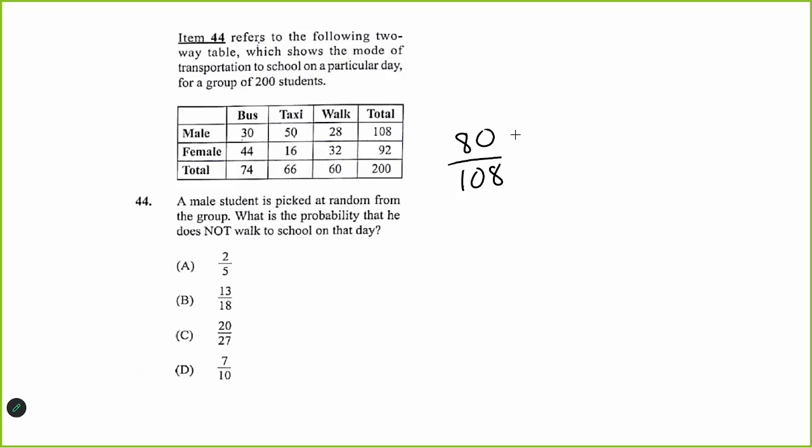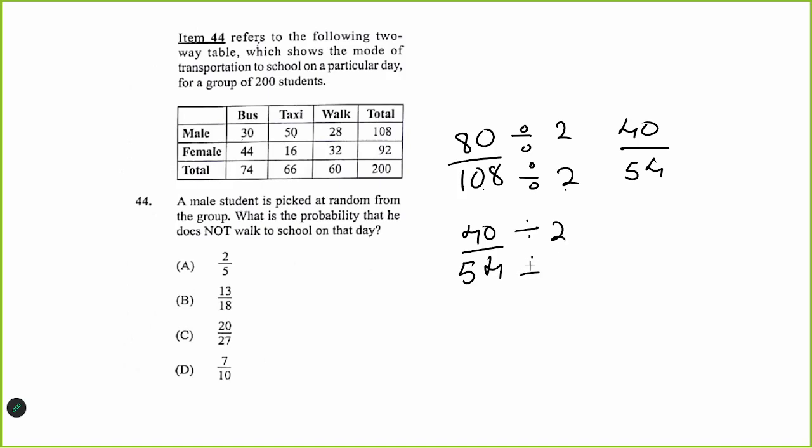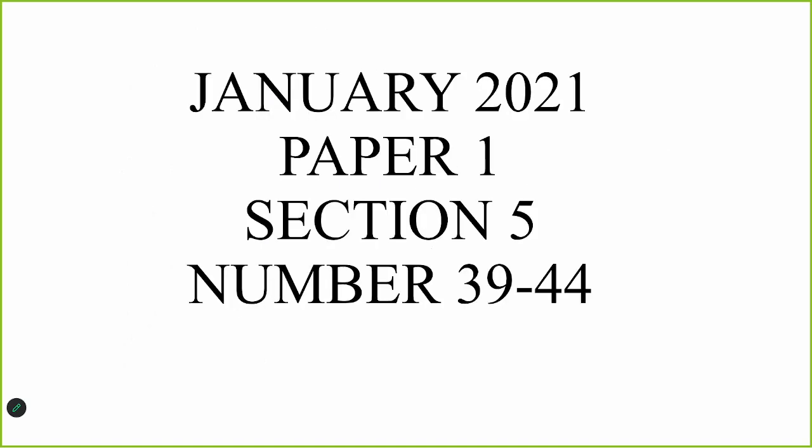Let's try 2. So 40, and then 2 could go into 10, 5, and 2 could go into 8, 4. So that's 40 over 54. No, not 4. Let's try 2 again. 2 could go into 40, 20, and 2 could go into 54, 27. Alright, so it'll be 20 over 27. That's the end of June 2021.